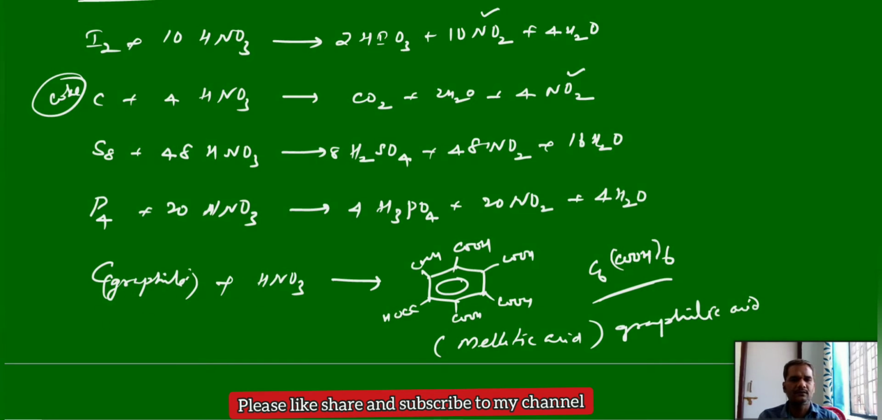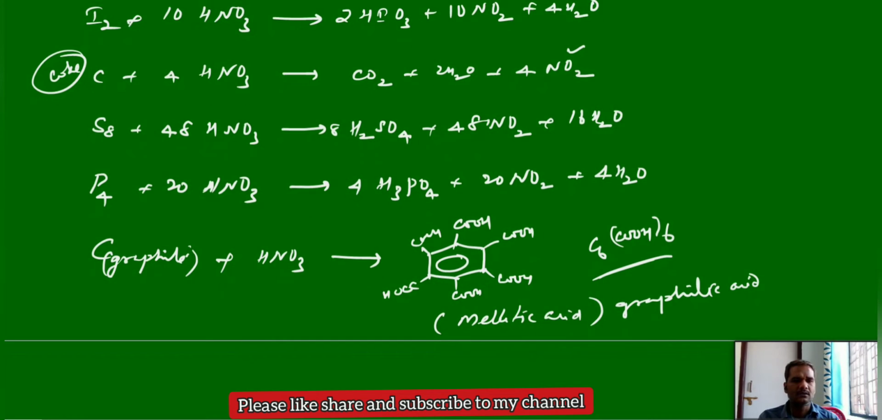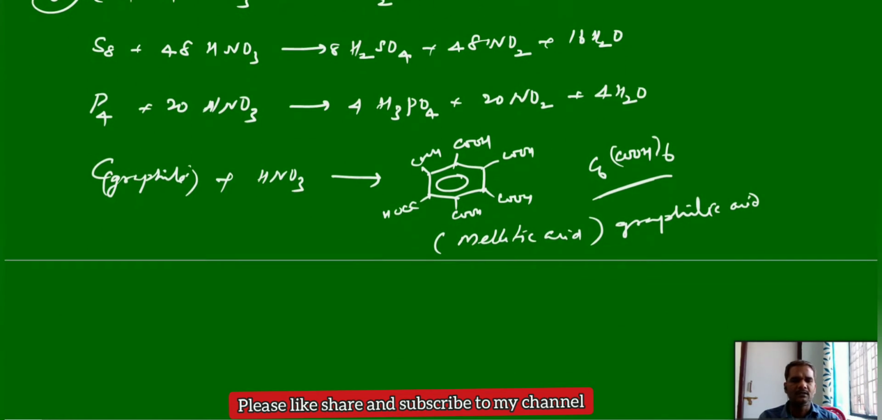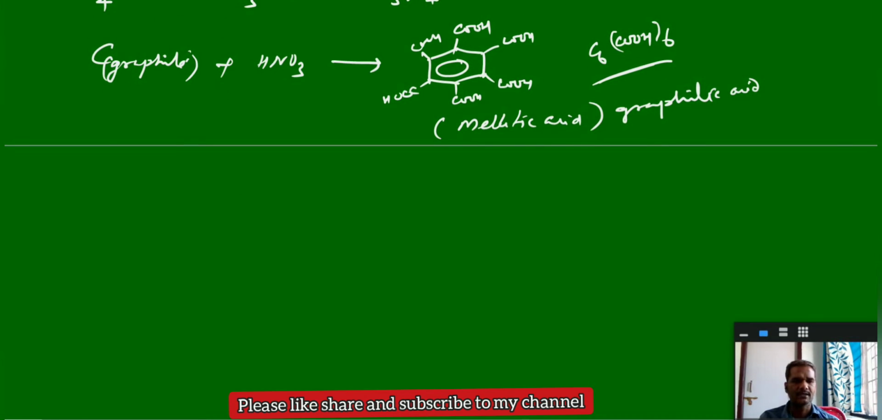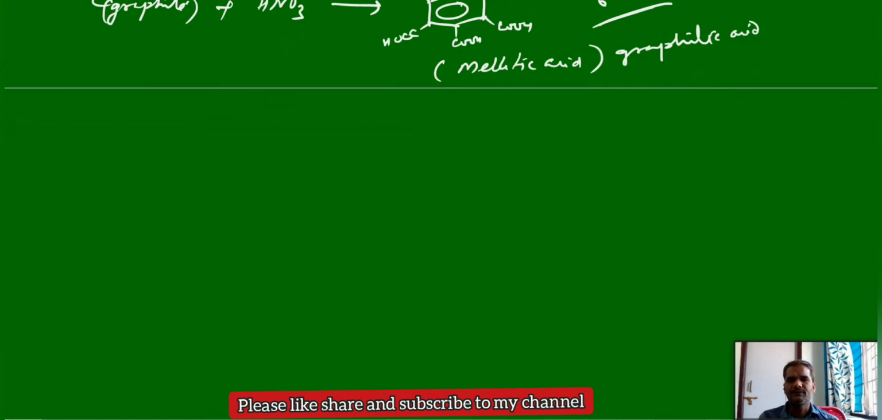One more allotrope of carbon is diamond. If you treat diamond with HNO3, there is no reaction. Only graphite can react. These are a few important reactions of nitric acid with non-metals. Next, with metals. The second one, reaction with metals.